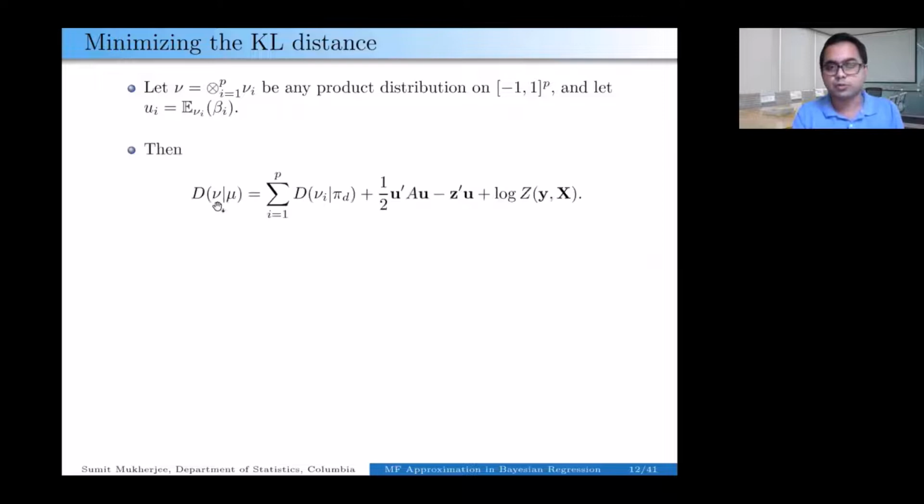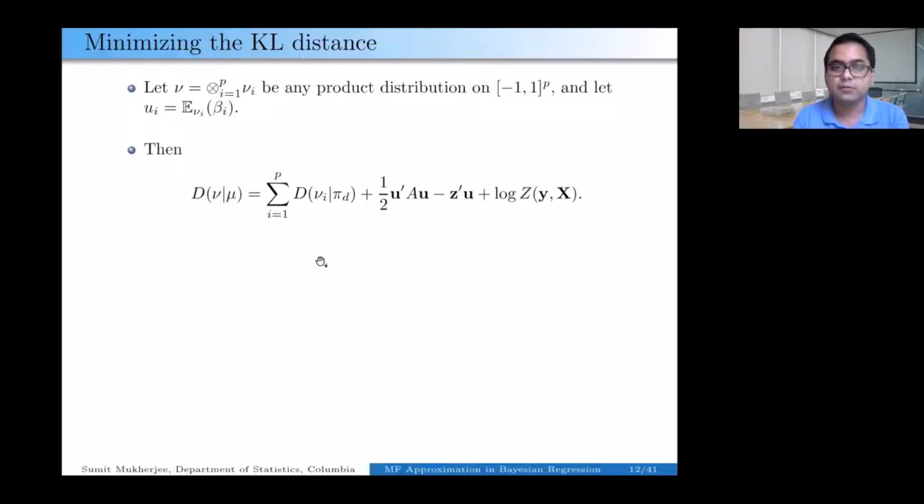And then if you compute this Kullback-Leibler divergence, it's an easy computation, which I'm not going to show, but it's not that hard to do. If you compute the Kullback-Leibler divergence of a product measure with respect to this posterior, this part factorizes out. These nu_i's are the independent components. Pi_D is the changed prior. This is a quadratic form of the vector of means. And you get to do this because the diagonals of A are 0, because A is just the off-diagonal part. So you can push the expectation in. These are linear terms, so you can always push the expectation in. And this is the log normalizing constant. So you have this expression.